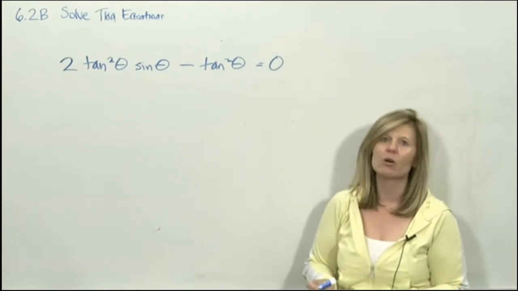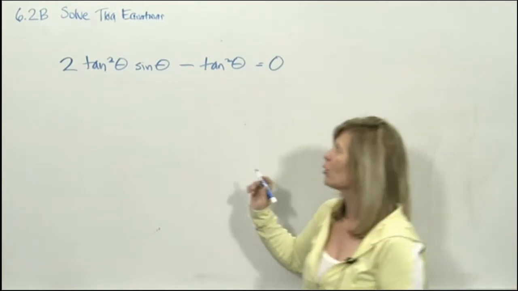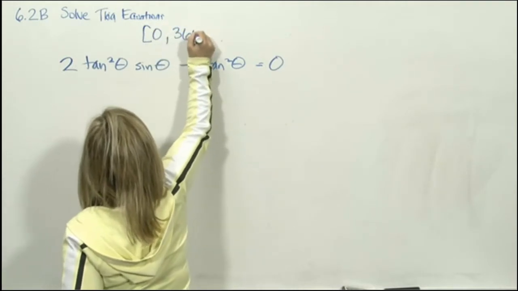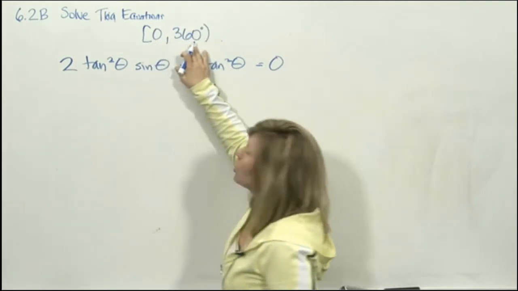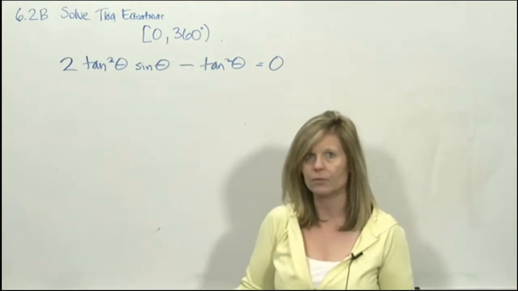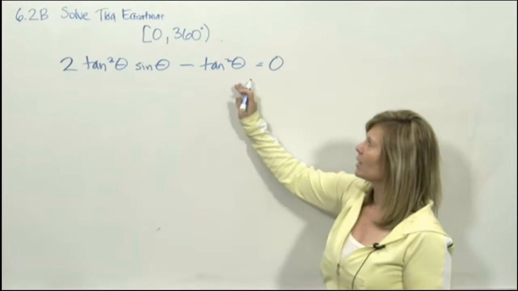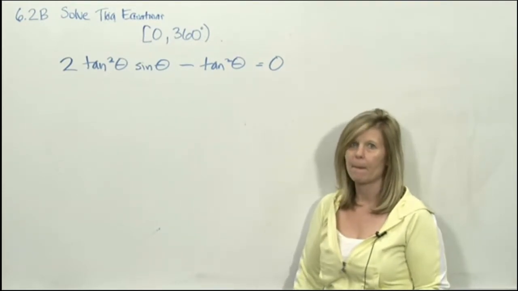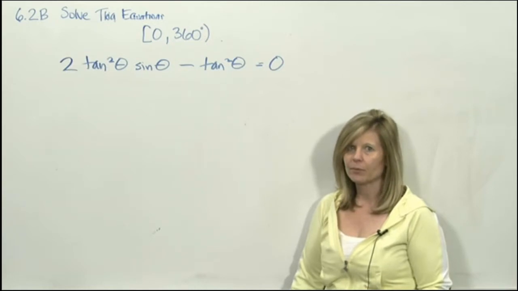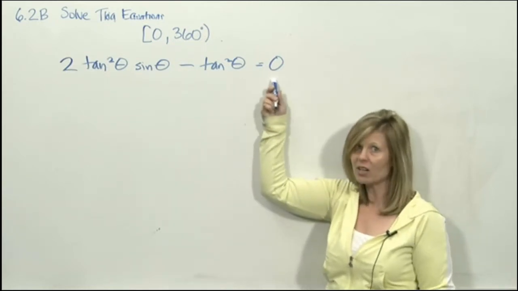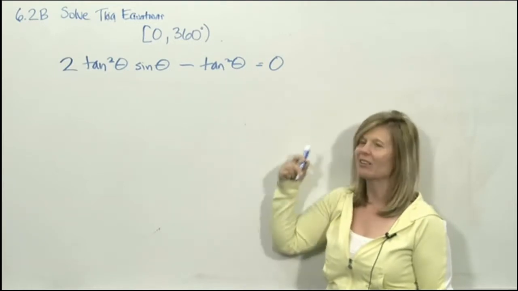The first thing I want you to notice is the difference in the directions. The directions say give me an answer from 0 to 360 degrees. So they're saying the answer is going to be in degrees now, not radians. Well, that's a relief. All right, I'm looking at this equation. It is obviously quadratic. I see tangent squared. To factor a quadratic, it has to be set equal to 0. It's done. The quadratic is already set equal to 0. So we have to factor this.